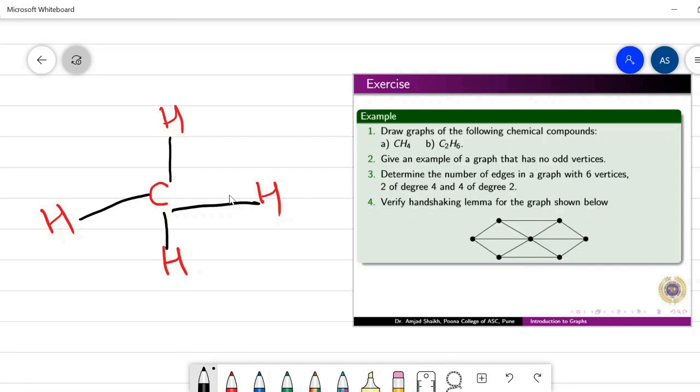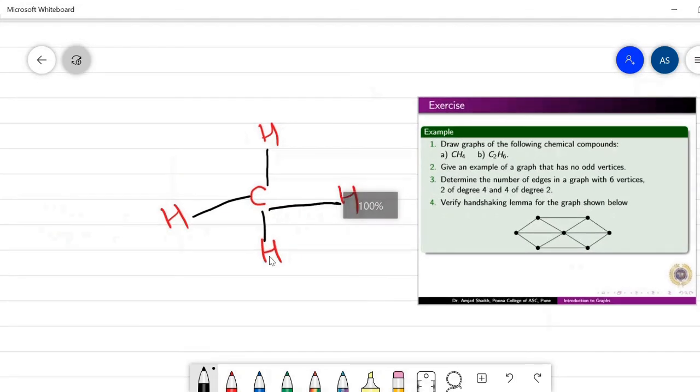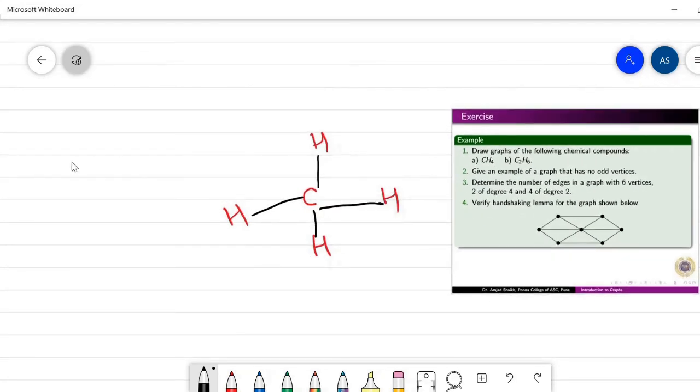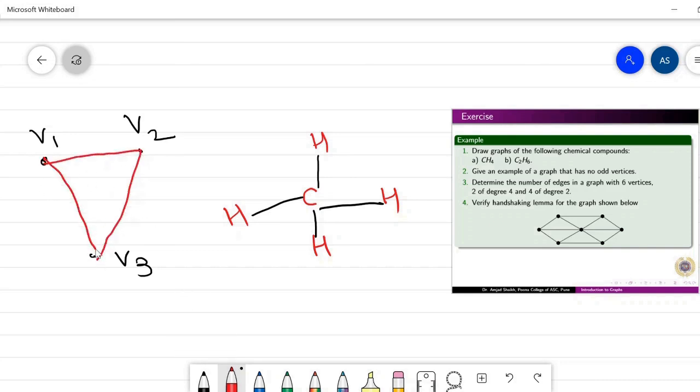Another example, the second one is give an example of a graph that has no odd vertices. We can draw plenty of examples. So consider the first one. You can take vertices V1, V2, V3 and we draw an edge between these vertices. And in this way, you can observe the degree of each vertex is 2, that is an even number.